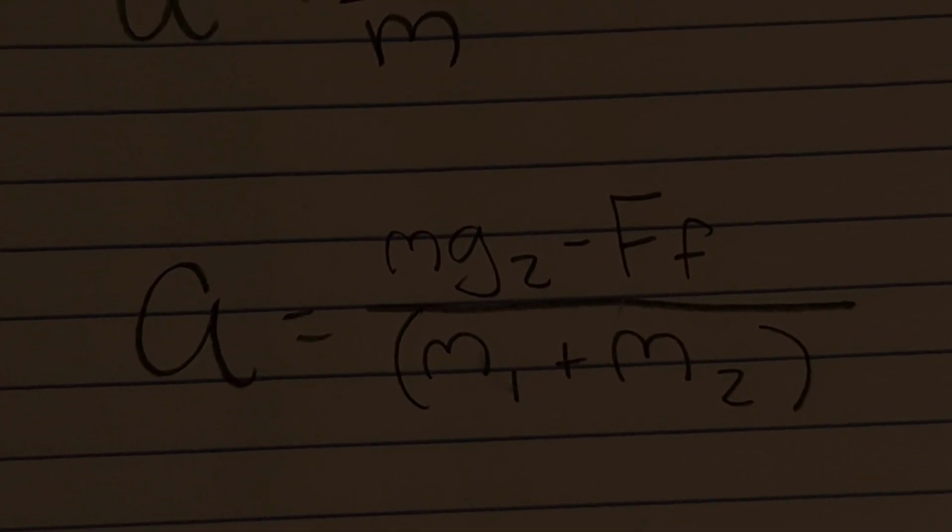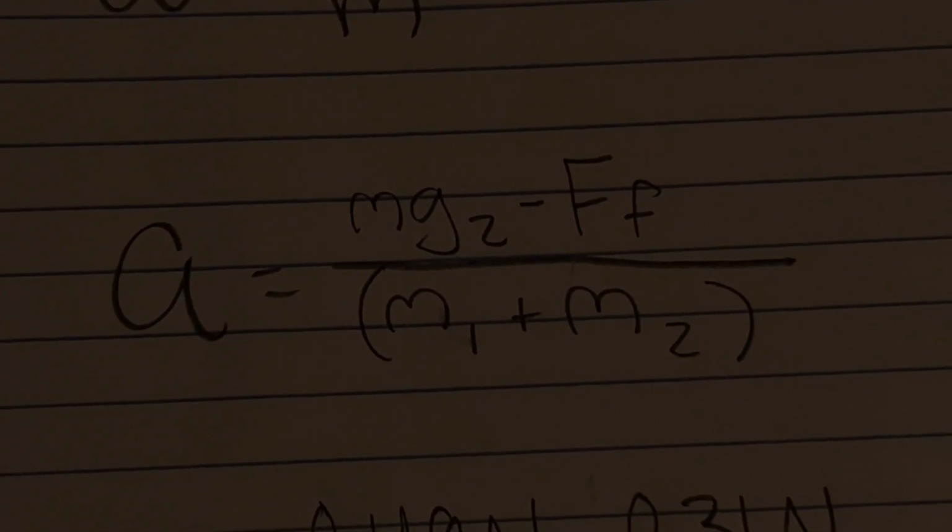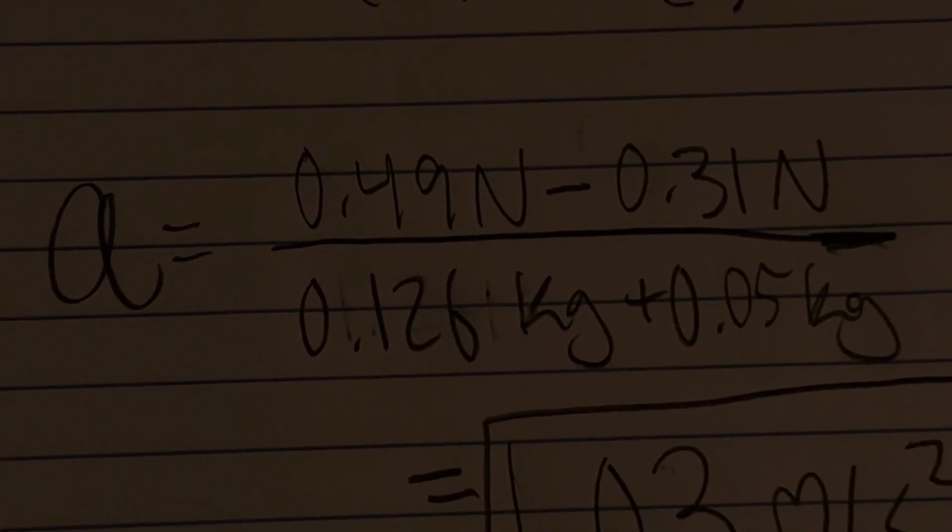So using Newton's second law, we convert force equals mass times acceleration to acceleration equals force over mass. And ultimately, the sum of the forces is the weight of the hanging mass minus the force of friction, over the sum of the two masses. And that's the final equation, but we do have to solve for some stuff first.